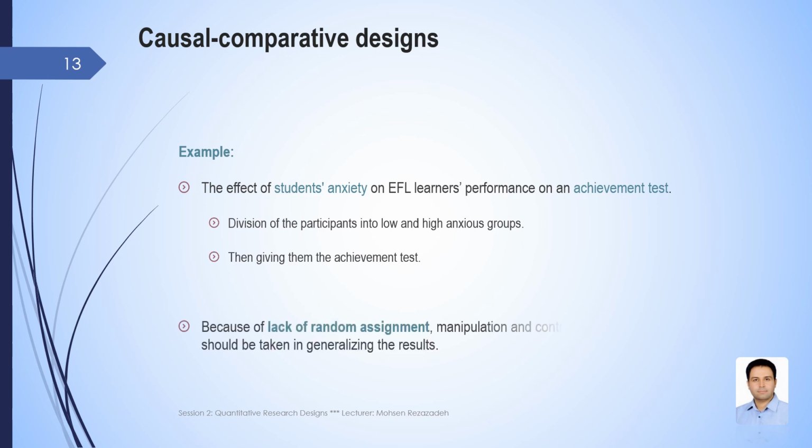In fact, because of lack of random assignment, manipulation and control over extraneous variables, care should be taken in generalizing the results. As you see in this example, we didn't manipulate anything. We just in fact grouped the students based on their anxiety levels, and we just investigated the differences between the two groups with regard to the participants' performance on the achievement test, and we didn't manipulate anything. We didn't control anything. Therefore, care should be taken in generalizing the results.